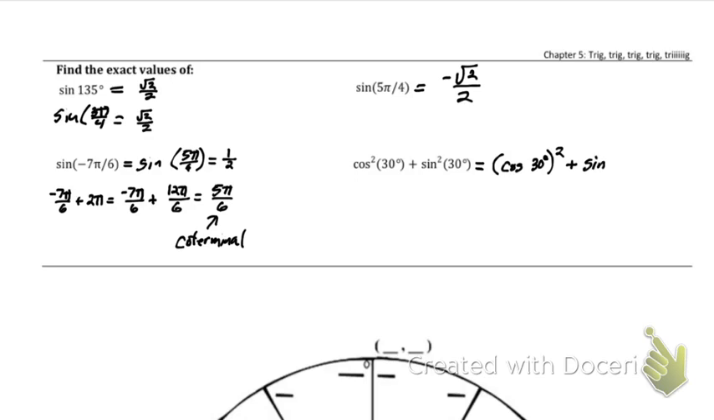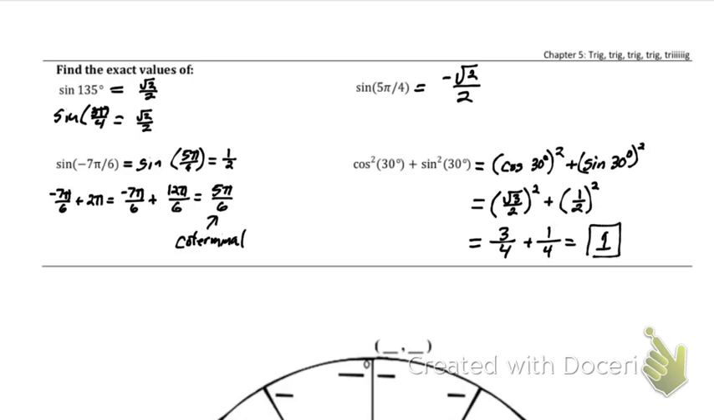Find the sine of 30 degrees and square that. Well, the cosine of 30 degrees is square root of 3 over 2. The sine of 30 degrees is 1/2. Square root of 3 over 2 squared is square root of 3 squared, which becomes 3, over 2 squared, which is 4. 1/2 squared is 1 squared, which is 1, over 2 squared, which is 4. It equals 1. I'm telling you right now, that's not a coincidence. Sine squared plus cosine squared will always equal 1. We'll talk about that in a later lesson.